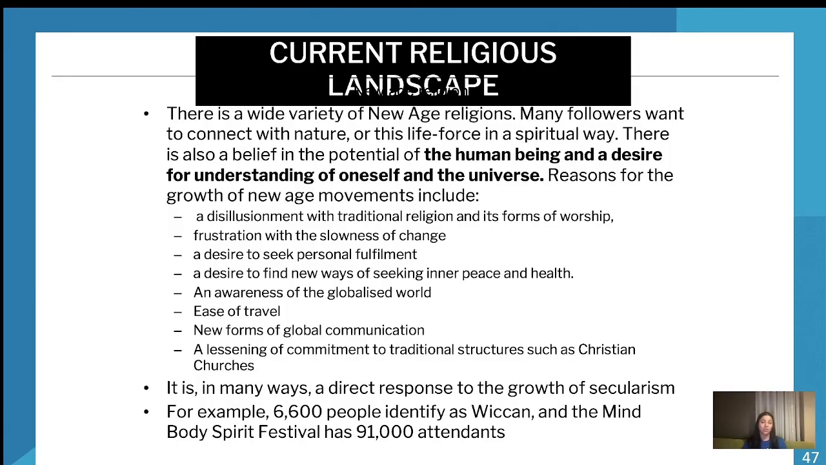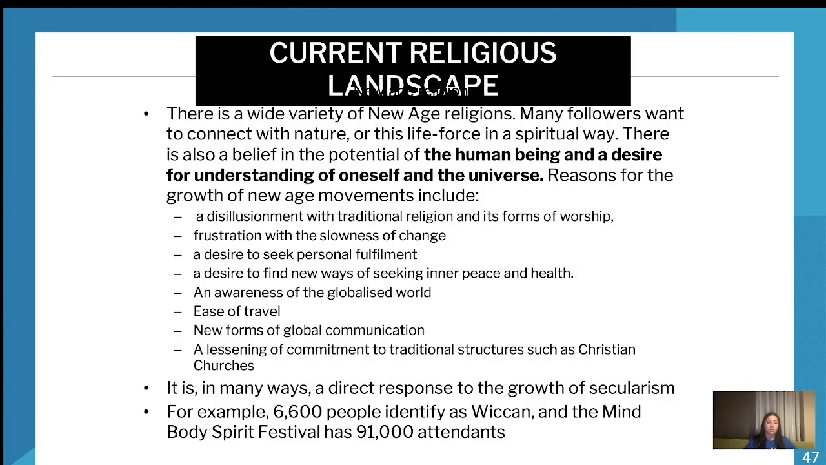Awareness of the globalized world, and the ease of travel now as well, can expose us to more New Age movements, new forms of global communication, but also a lessening of commitment to traditional structures such as Christian churches. All of that together is contributing to the growth of New Age movements. Now, you don't have to memorize all of them. I say memorize three. I think the disillusionment with traditional religion, desire to seek personal fulfillment, and new forms of global communication are probably some of the stronger ones, but it's up to you what you'd like to memorize. And in many ways, it's really a direct response to the growth of secularism.